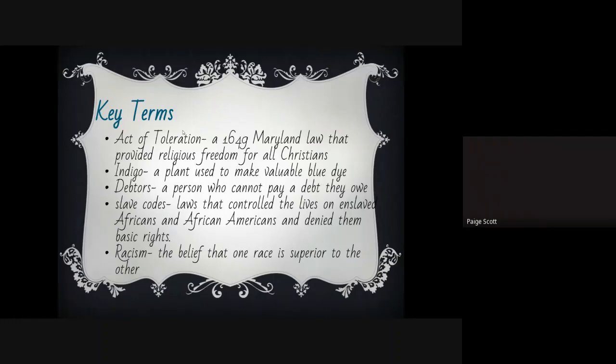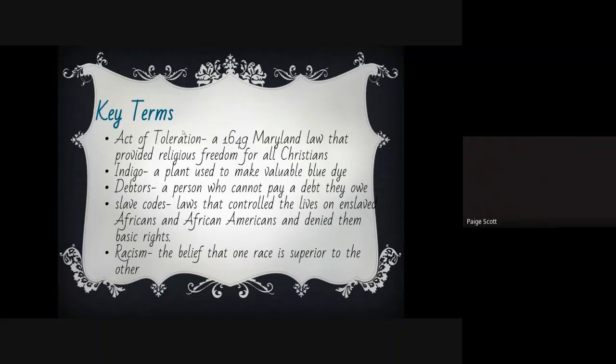So the Act of Toleration was a law created in 1649 in Maryland that provided religious freedom for all Christians. Indigo, which was a plant used to make a valuable blue dye. Debtors, which is a person who cannot pay the debts that they owe.